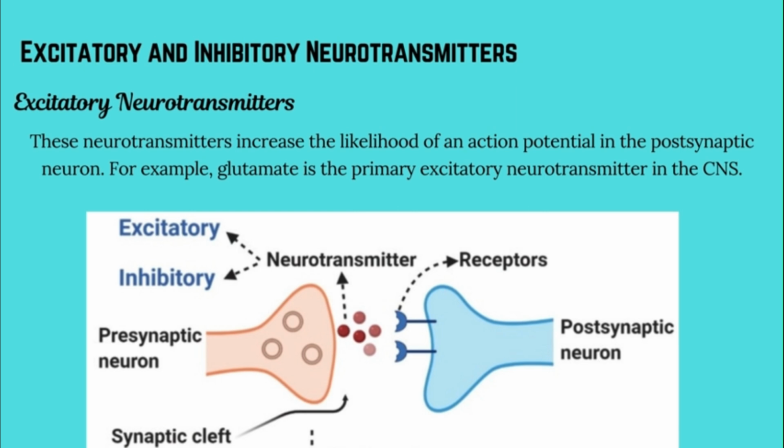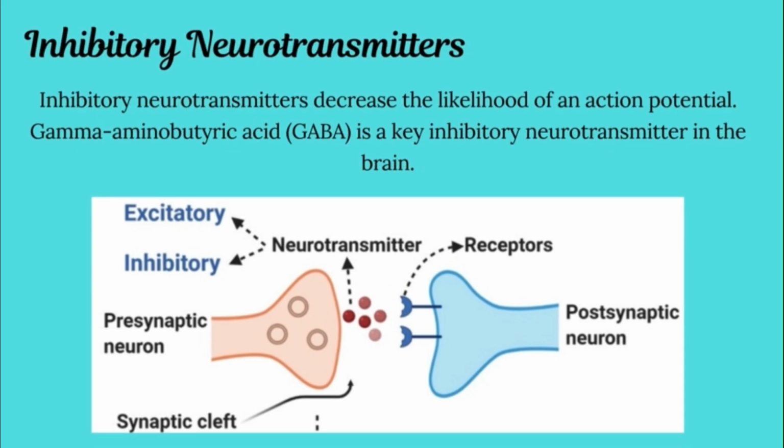These neurotransmitters increase the likelihood of an action potential in the postsynaptic neuron. For example, glutamate is the primary excitatory neurotransmitter in the CNS. Inhibitory neurotransmitters. Inhibitory neurotransmitters decrease the likelihood of an action potential. Gamma-aminobutyric acid, GABA, is a key inhibitory neurotransmitter in the brain.